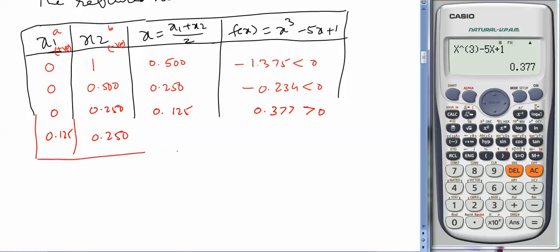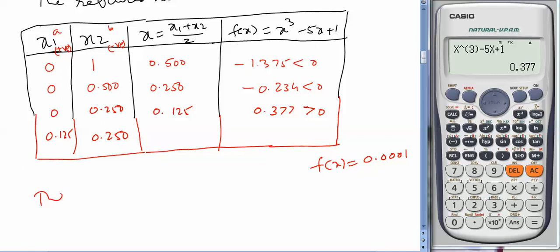Repeat the same process until x is repeated or the f(x) value is less than or equal to 0.0001. Now this is the bisection method. In this method, suppose after 3 iterations, the required root is 0.125.